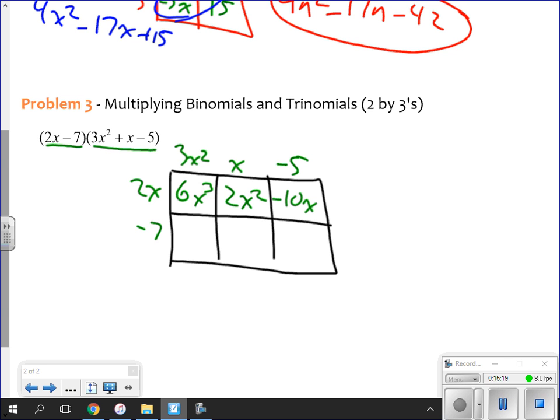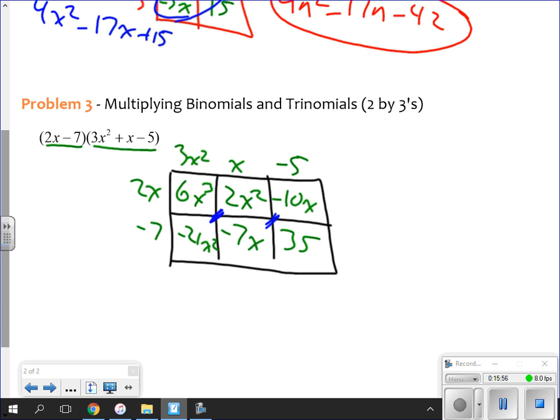And then I fill in the bottom row the same way. Negative 7 times 3x squared gives me negative 21x squared. Negative 7 times x, negative 7x. Negative 7 times negative 5 is positive 35. A lot of you had problems the other day with your negatives and positives when you're distributing. And guess what? The like terms are still on the diagonals. My x squareds are there. My x's are there.